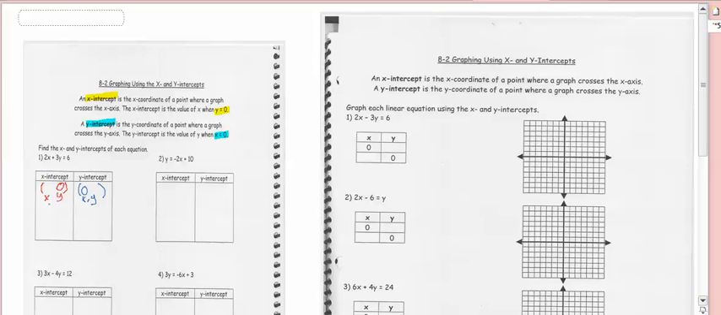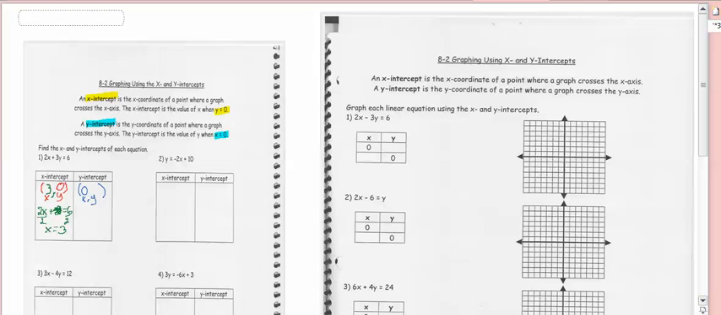Okay, and how we do that is we're just going to take our equation. I'm going to try to find out what my x is, so I'm going to make my y 0, and it's going to be equal to 6. But anything times 0 is 0, so I don't really need to worry about that. Now I just need to get x by itself, so I'm going to divide by 2 on both sides, and my x is equal to 3.